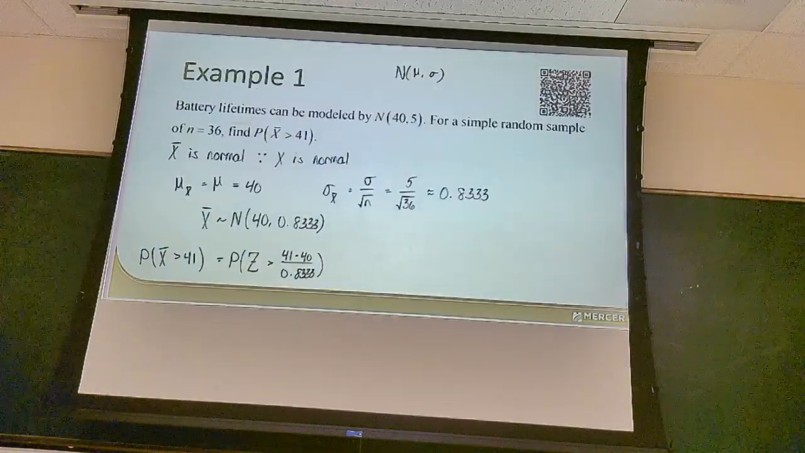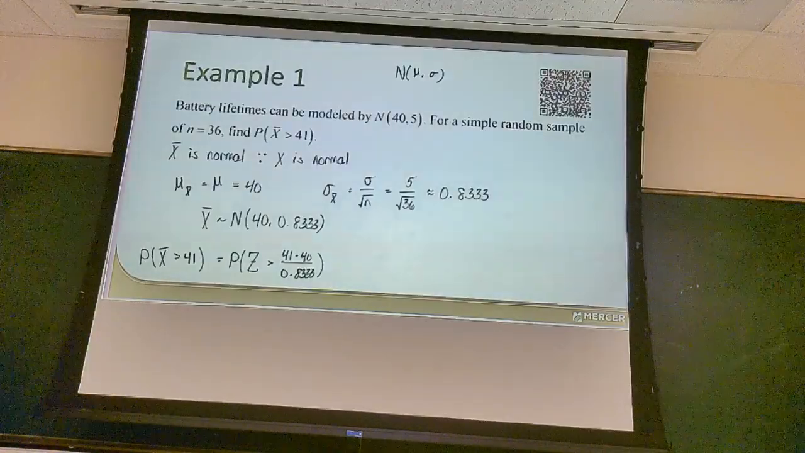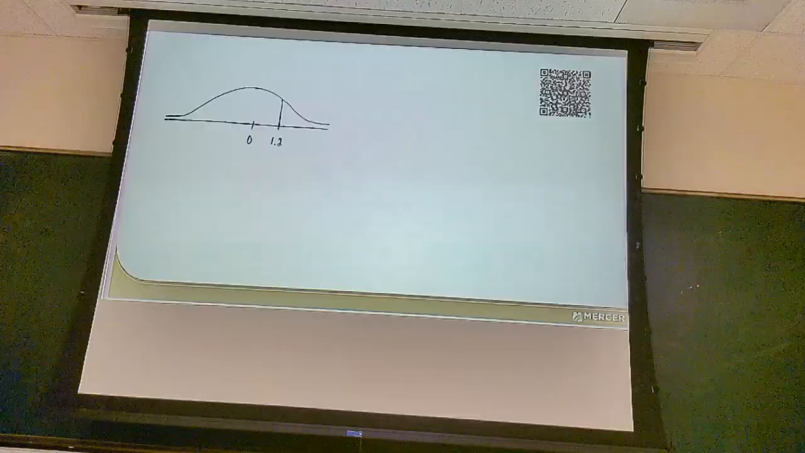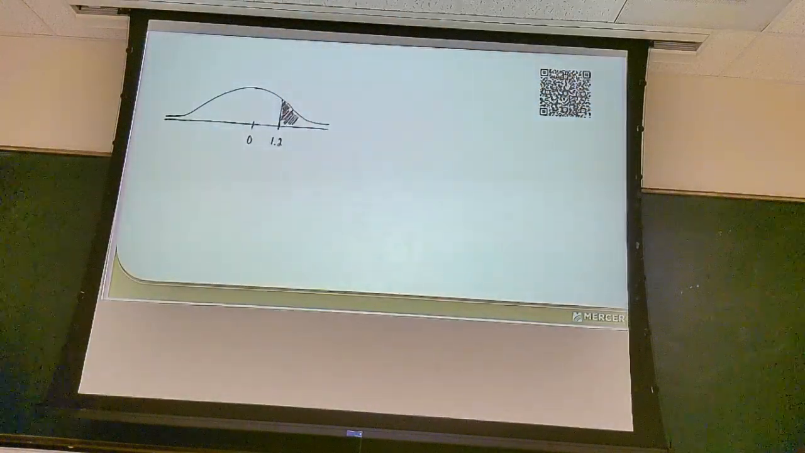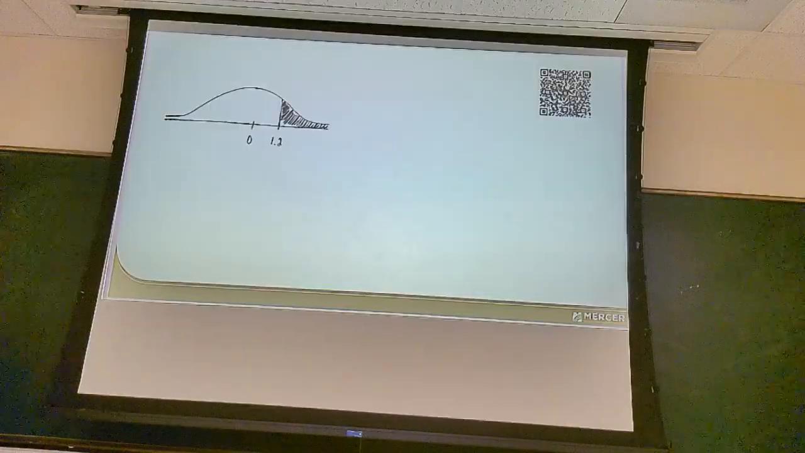It's looking for greater than, right? So what area are we looking at? Area to the left or area to the right? We want area to the right. But that is not what our table gives us, is it? The table gives us area to the left. So how are we going to find that desired area?